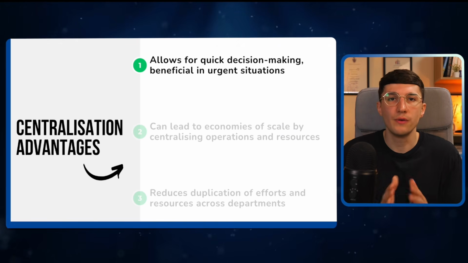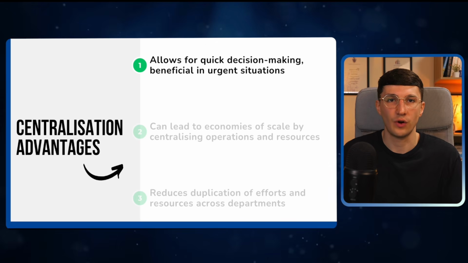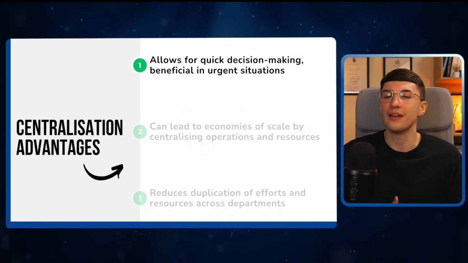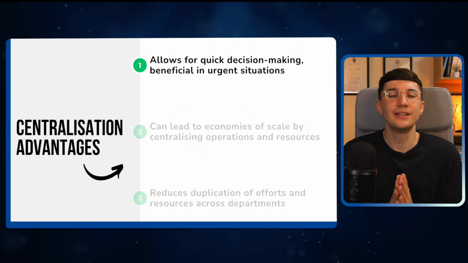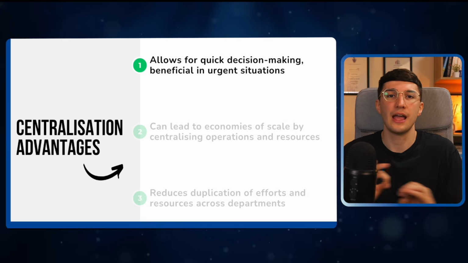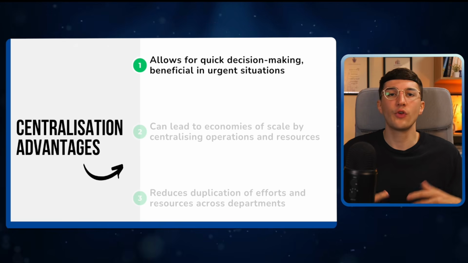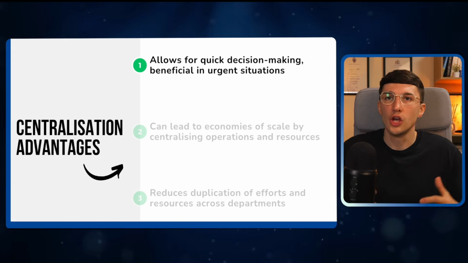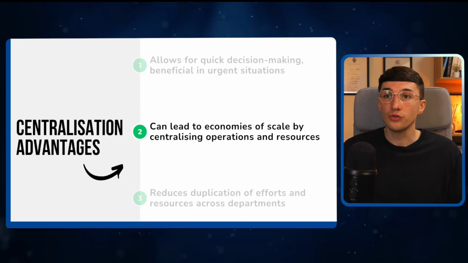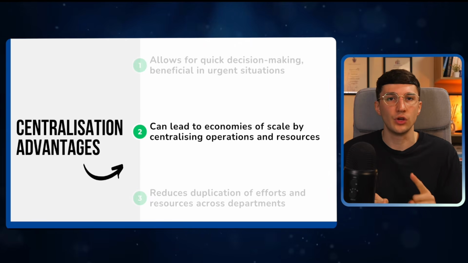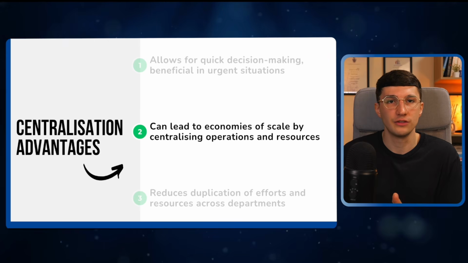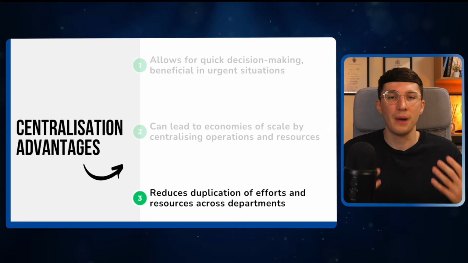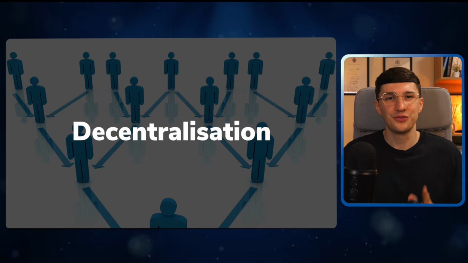First of all, in a time of urgent situations, maybe in a time of crisis, we do not have the time to ask everyone what they think, what they feel the decision should be. We need to make a decision very quickly and we need to implement it as quickly as possible. Now, the great thing with centralisation is that only a few people are making those key decisions, so it can be implemented quickly. And it can also lead to economies of scale, because what you may do is centralise all the operations and resources. And as we said, we are reducing the likelihood of duplication of efforts from occurring. So now we've gone over what centralisation means.